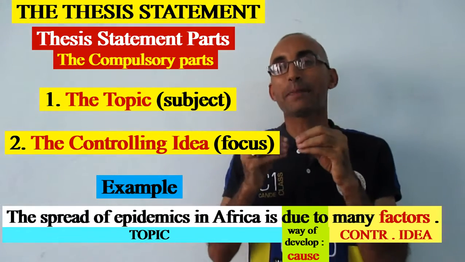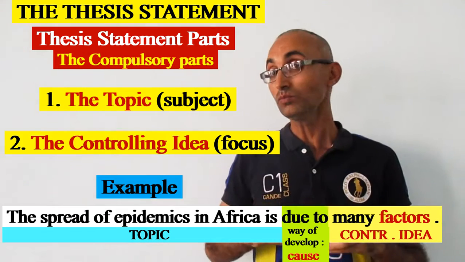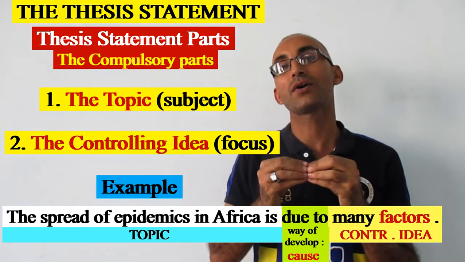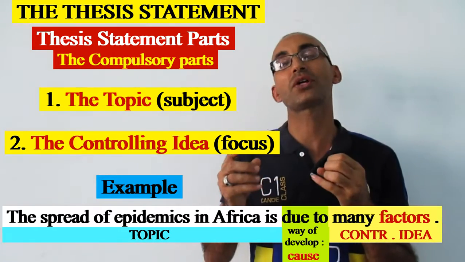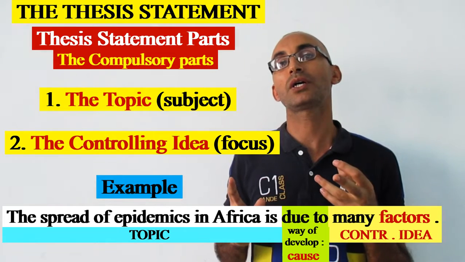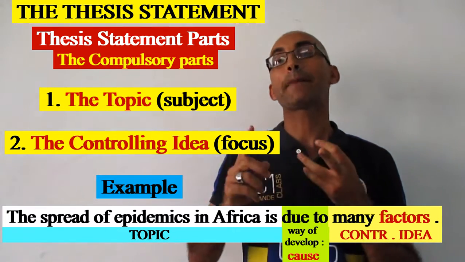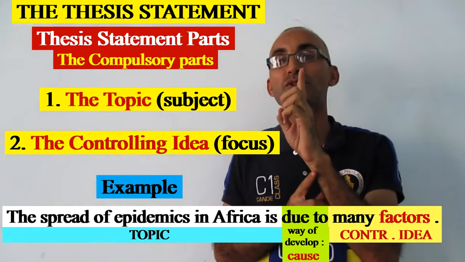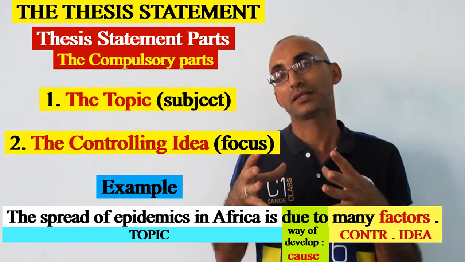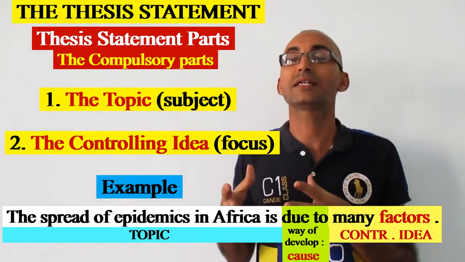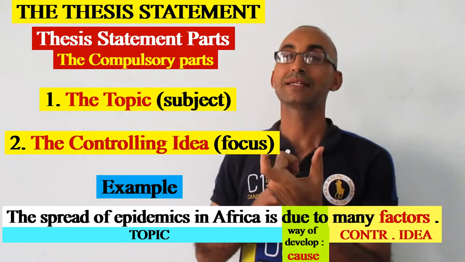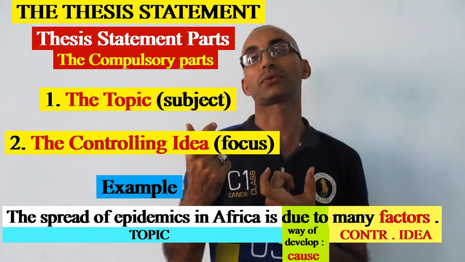It means I will discuss in particular and specifically the factors which caused the spread of epidemics in Africa. Not the effects of epidemics, not types of epidemics, not, for example, solutions for treating epidemics. Now, it's only one main and central idea, one thought, which is the factors. These factors, or these causes, you can say, led to the spread of this phenomenon in Africa. Clear? Good. Now here, as you see, we have only topic and controlling idea, many factors.